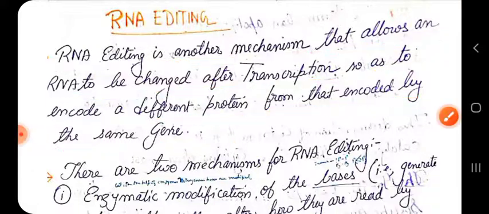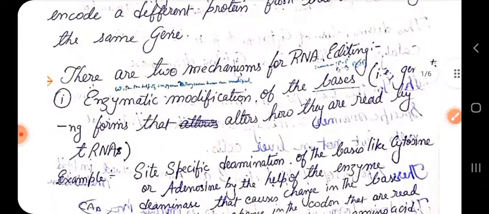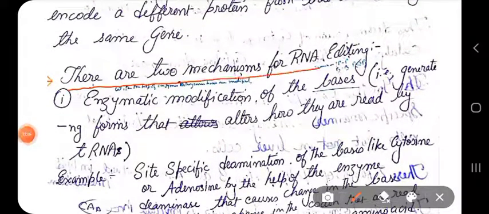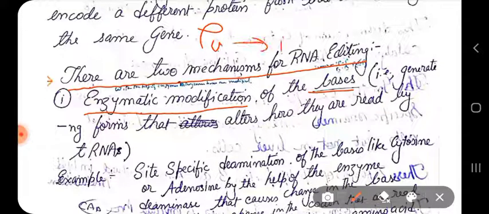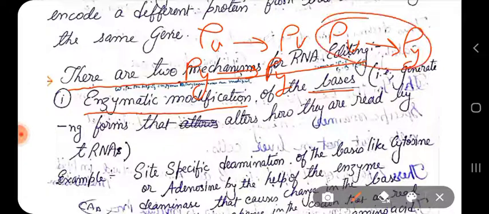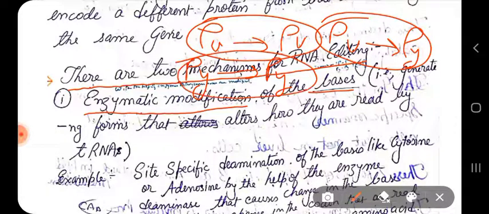Now there are two mechanisms for RNA editing. One is enzymatic modification. That means with the help of enzymes, we will modify the nitrogenous bases. From one purine, we will make another purine, or from one pyrimidine, we will make another pyrimidine, or we can also convert one purine into one pyrimidine by different enzymes.